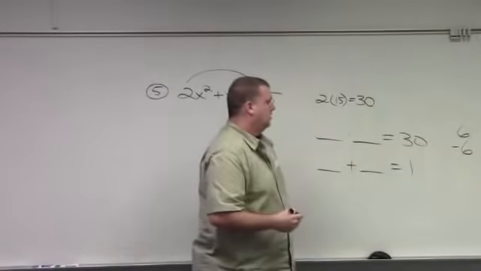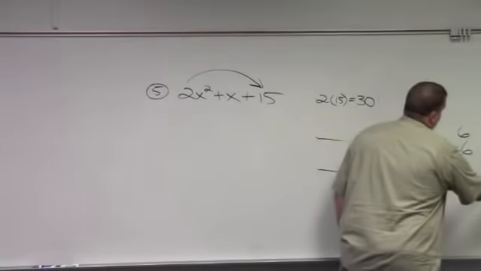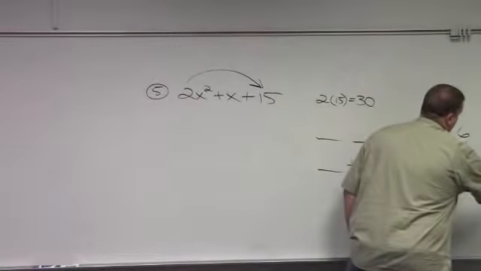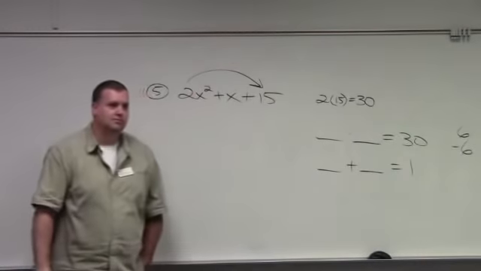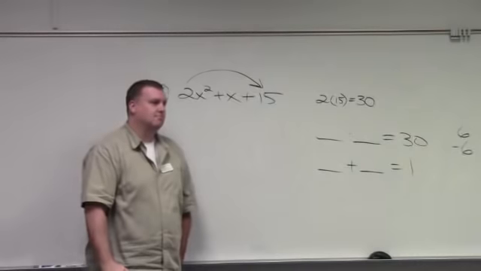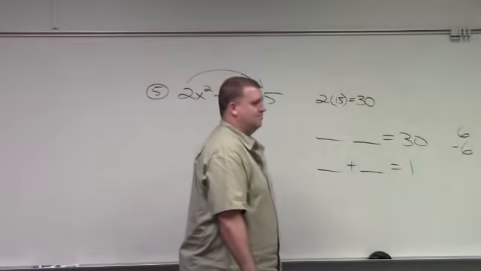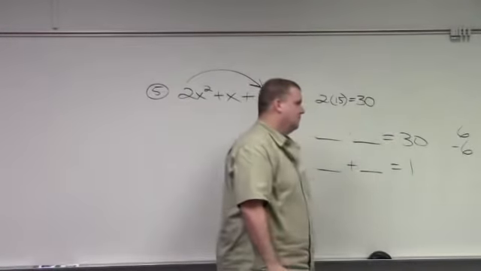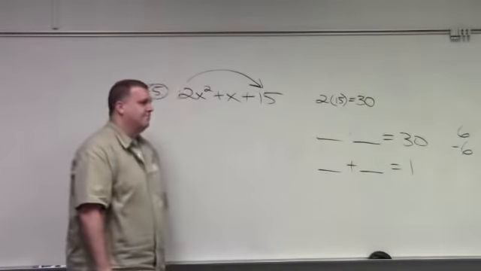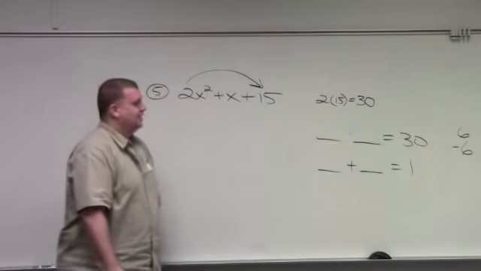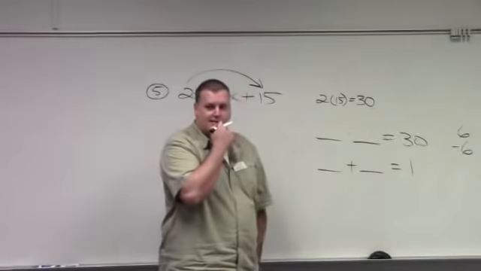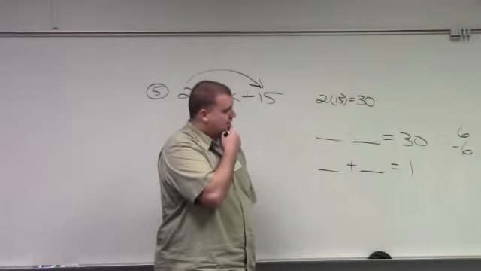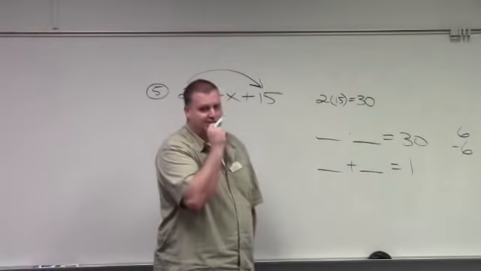Change something. Negative 6 times negative 5 would give me 30, but what does that add up to? Anybody come up with anything that works? Negative 1 and negative 30? No, that's not it. 6 times negative 5 is negative 30, though.